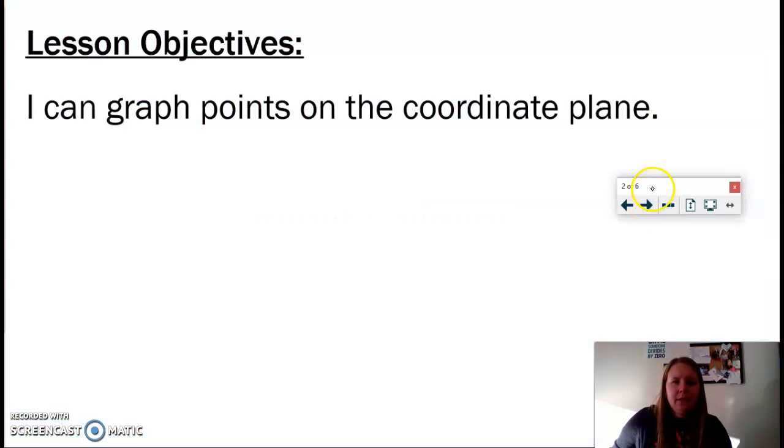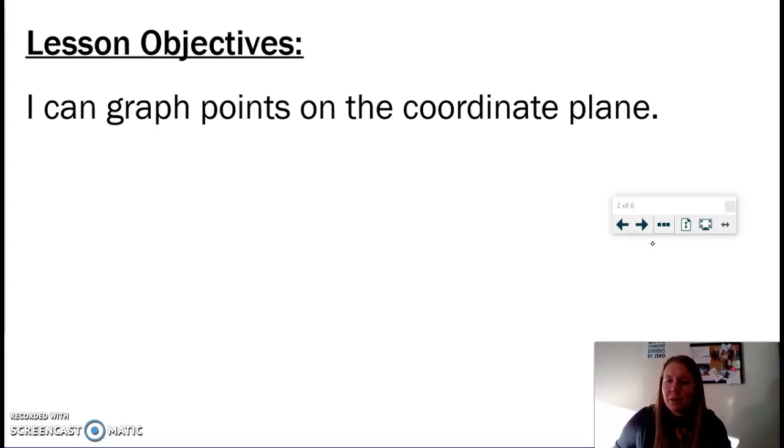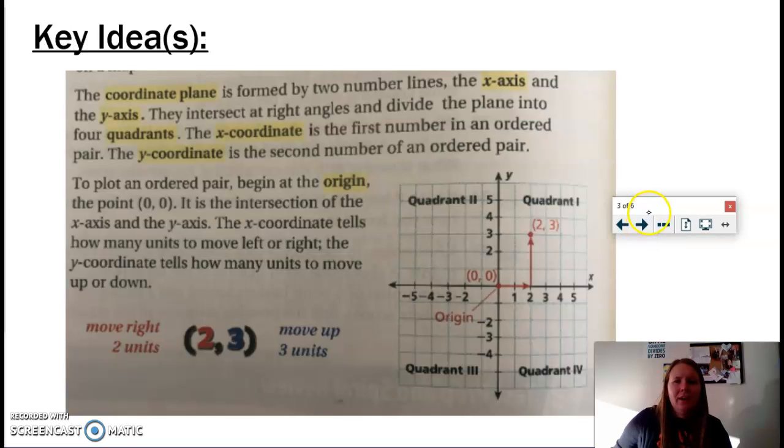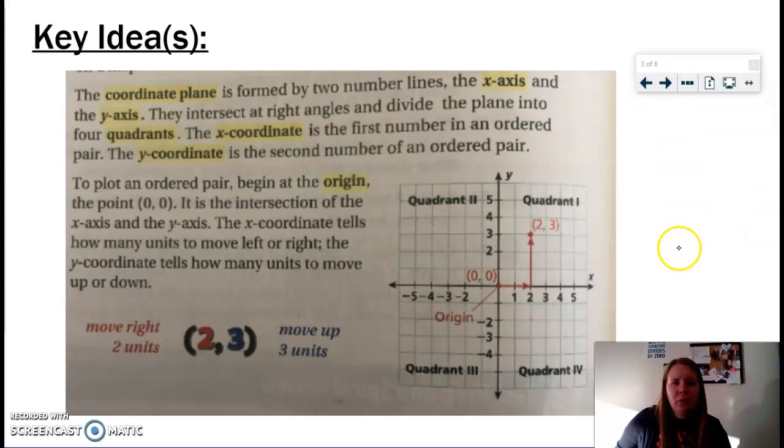So our objective today is: I can graph points on a coordinate grid. So be able to graph them as well as understand where they are on a graph, what quadrant, those kinds of things. So we're going to continue practicing this skill. But there are a lot of things within understanding and graphing a coordinate grid point. There's a lot of different wording and a lot of different things to understand how they work.